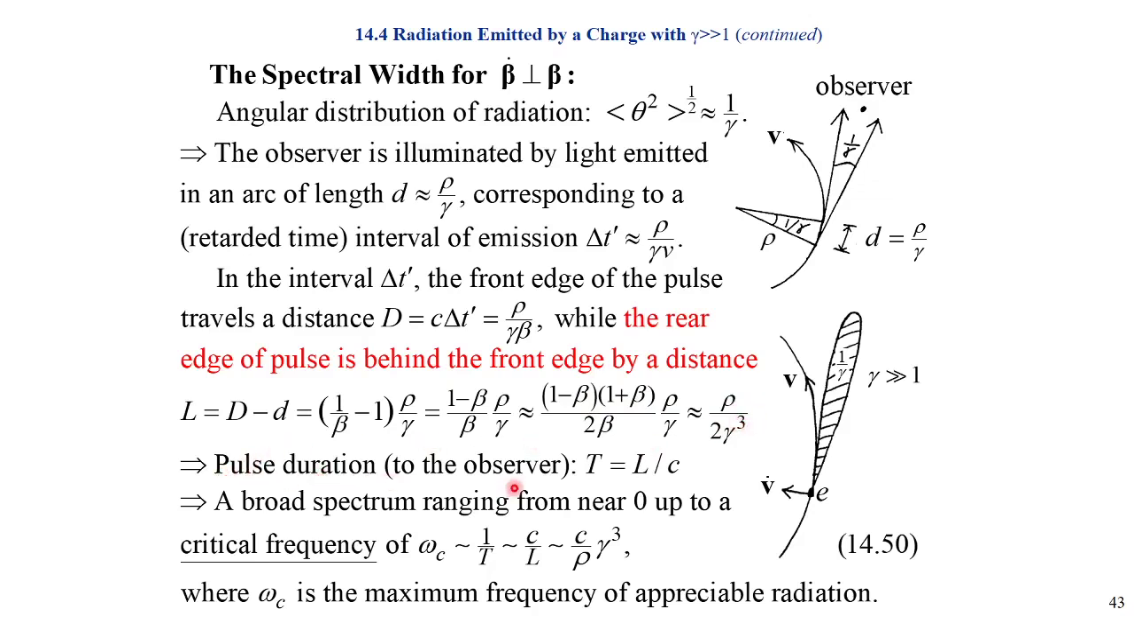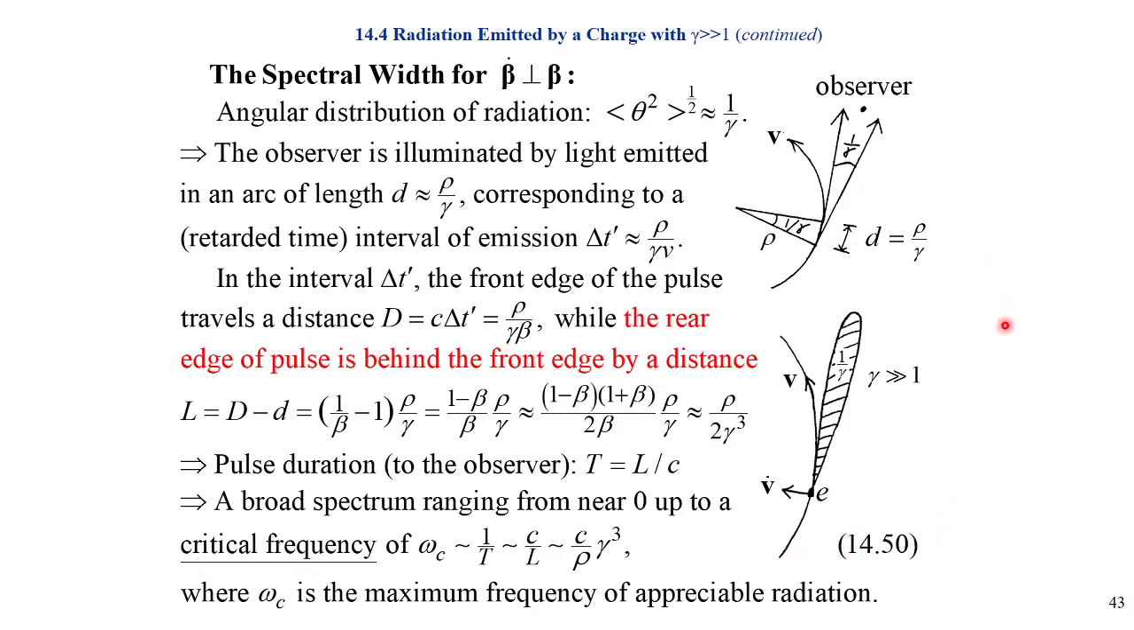Pulse duration to the observer, T equals L over c. Actually, it's not 1 over gamma, the pulse duration is not that simple. It's L over c. That's the pulse duration for a single pulse. A broad spectrum ranges from 0 up to the critical frequency.